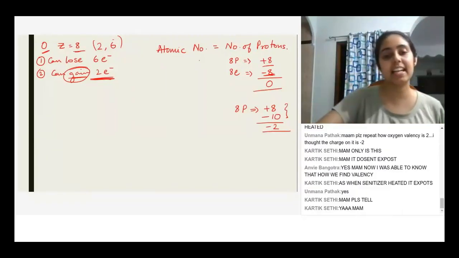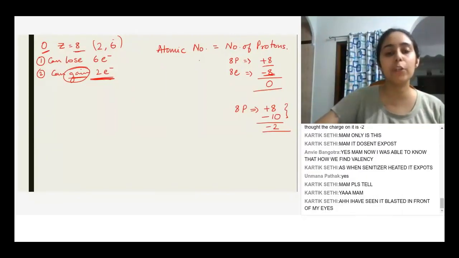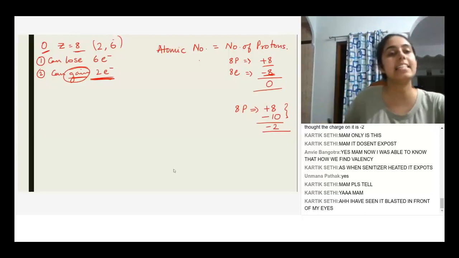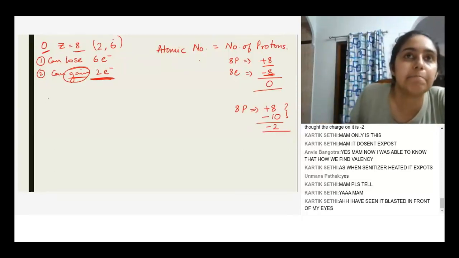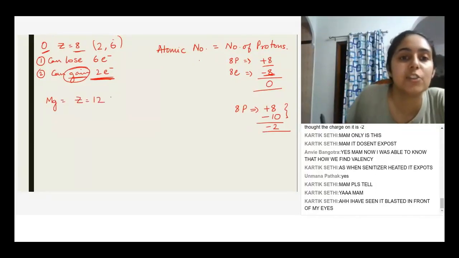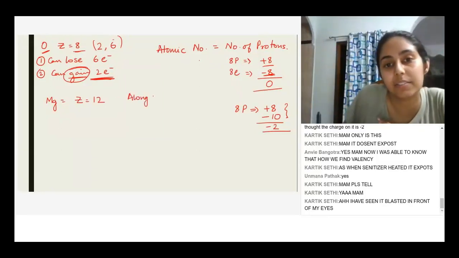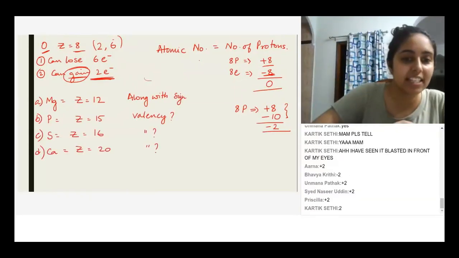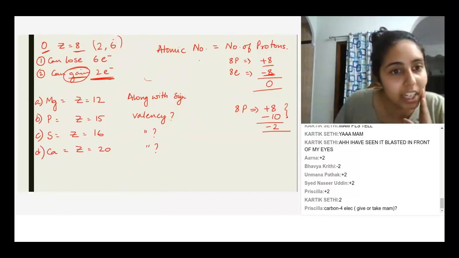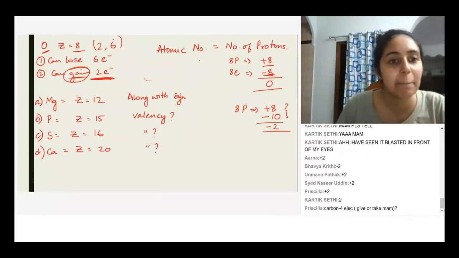Did you understand? Let us continue. Now I want you to tell me the valency of magnesium. Magnesium atomic number is 12. I want you to tell me along with the sign. Ma'am, magnesium plus 2. What is the answer? I have got answers from Arna, Unmana, Syed, Priscilla. All of you are correct. Bhavya, the answer is +2, not -2.